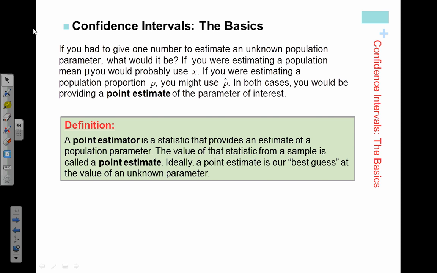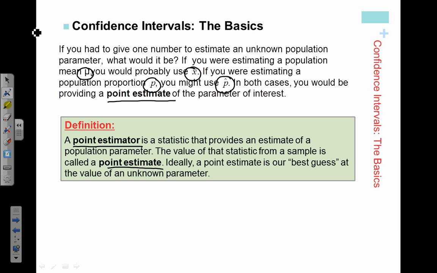Now, if you had to give one number to estimate an unknown population, what would it be? If you were estimating a population mean, which is called mu, you're going to use x bar, which is the mean of your sample. If you're estimating a population proportion, which is p, you're going to use p hat, which is from your sample. In both cases, you are providing a point estimate. So what you're doing is estimating from a sample what the real population mean is. So there's a definition you really need. A point estimator is a statistic that provides an estimate of the population parameter. The value of that statistic from a sample is called a point estimate.